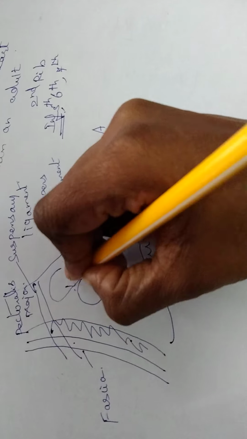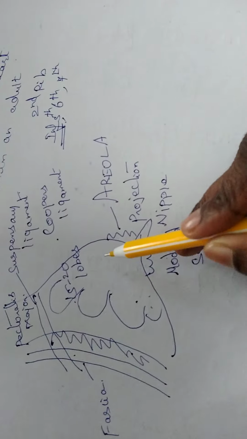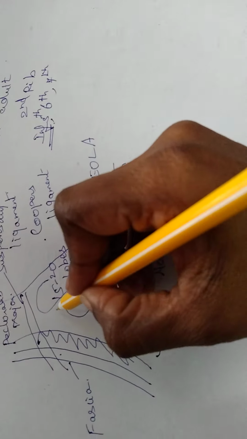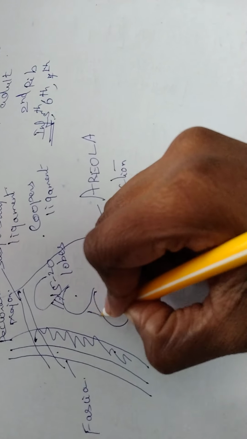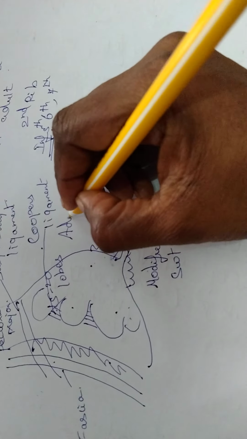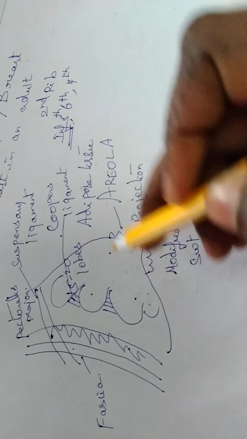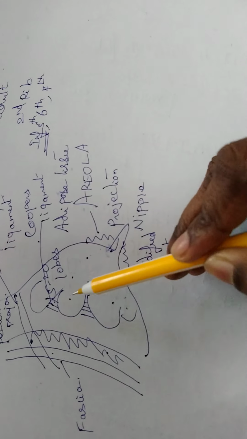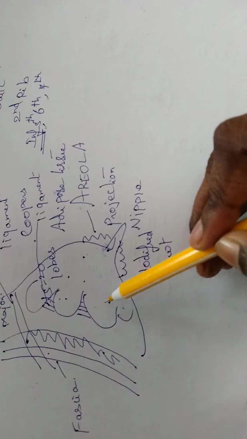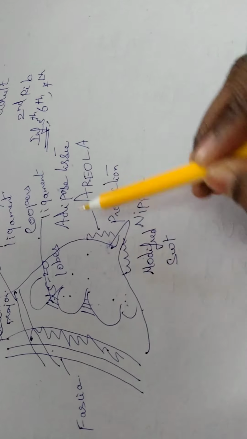Now, this breast is composed of many lobes. Nearly 15 to 20 lobes are present inside this breast. And in between these lobes, we have a tissue called adipose tissue. The breast is composed of 15 to 20 lobes, and these lobes are supported with the help of the adipose tissue.